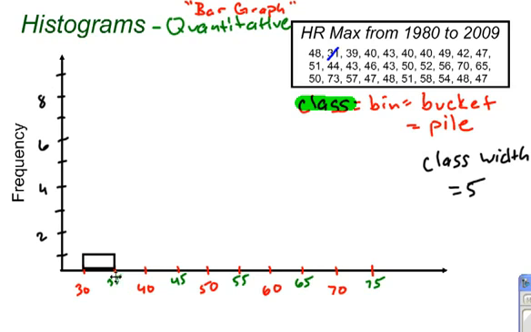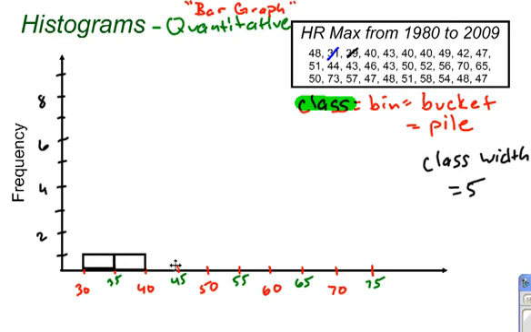Now let's go from 35 up to 39. Remember, 40 is the beginning of the next class. So here we go. There's 1 in that class. I'm looking, and it doesn't appear to be anything else in the 30s. So that particular class also has 1. So there's my bar. 1 in this class, 1 in this class.